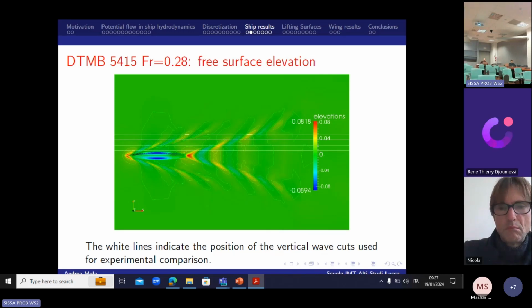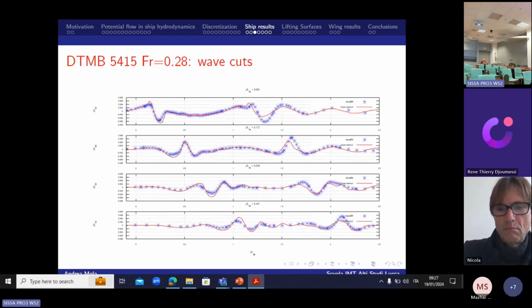So the four horizontal lines that you see over there are vertical cuts on this peculiar hull, which is called DTMV 5415, a benchmark hull for fluid dynamicists. They have taken measurements of the water elevation on those four vertical cuts. The one closest to the hull is the one on top, the one farthest is the one on the bottom, and the red line is the experiments, whereas the blue line is what we get from our simulation. As you can see, in some situations, they're very, very close. Probably the mesh is slightly under-resolved far from the hull.